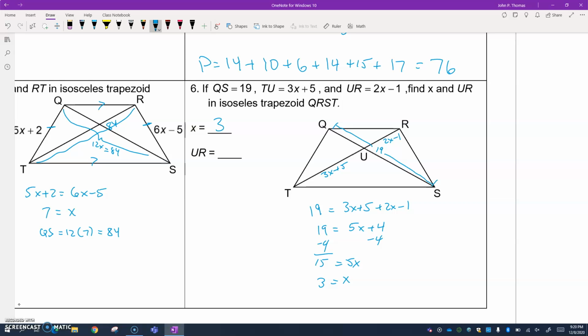Then they specifically ask you for UR, and UR was defined as 2x minus 1. So UR equals 2 times something minus 1. We just found that something was 3, so that's 6 minus 1, or 5. So UR here is a 5.